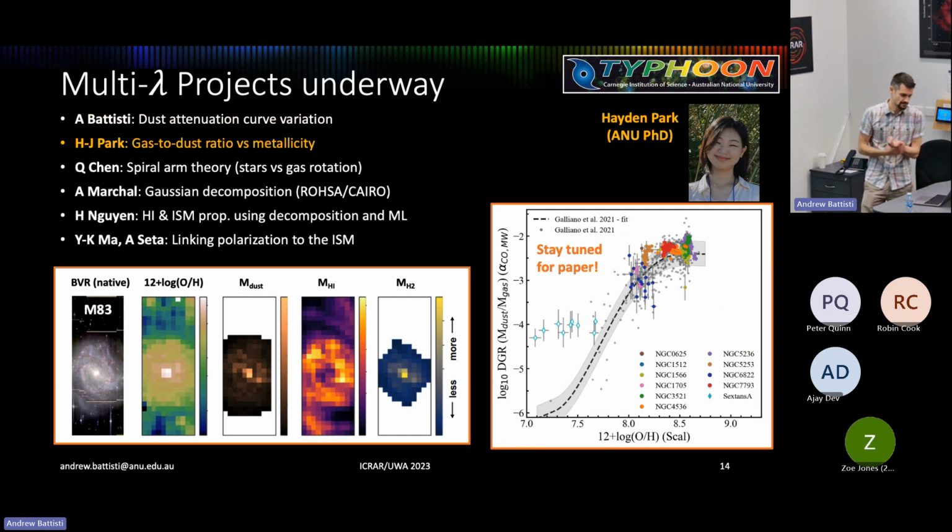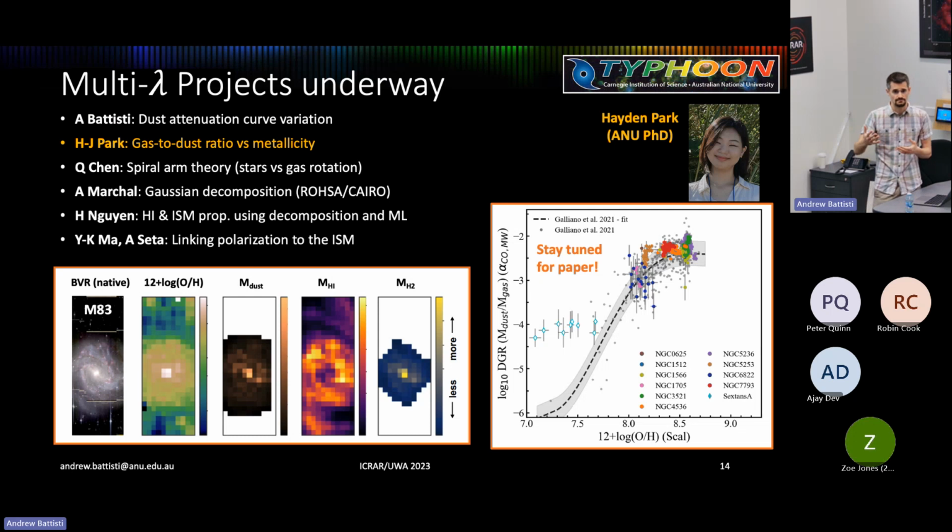So another project being undertaken is by Hayden Park, who is a PhD student at ANU working with me to look at the gas to dust ratio as a function of metallicity in Typhoon galaxies. There's a number of galaxies that have data from Herschel, which is really good for mapping dust emission, like dust mass in galaxies. And she's using the subset of galaxies that have that together with H1 and CO data to constrain molecular and atomic gas masses. This has never been done before in a spatially resolved manner. And she's finding that there are subtle differences between dust to gas mass ratios done globally versus locally in galaxies.